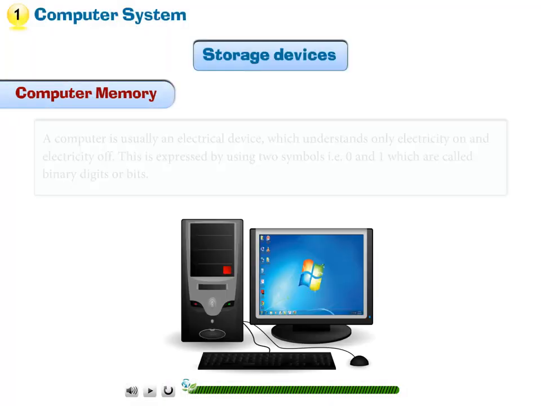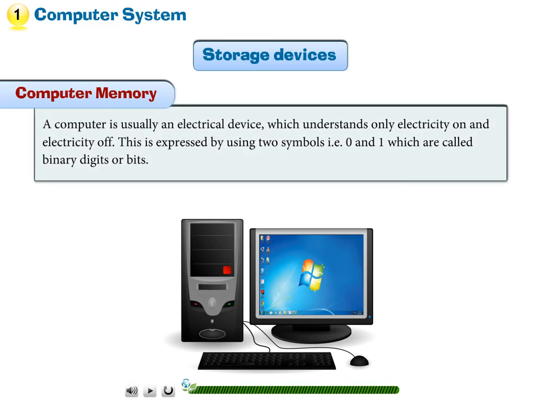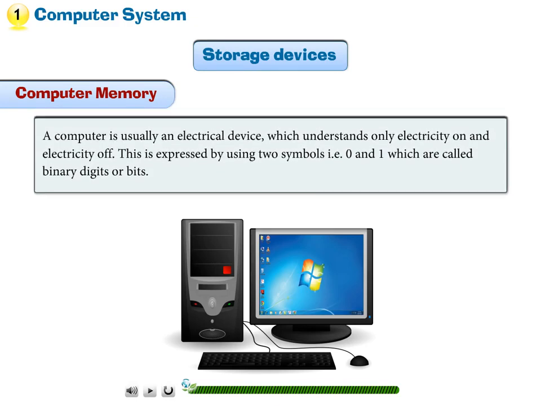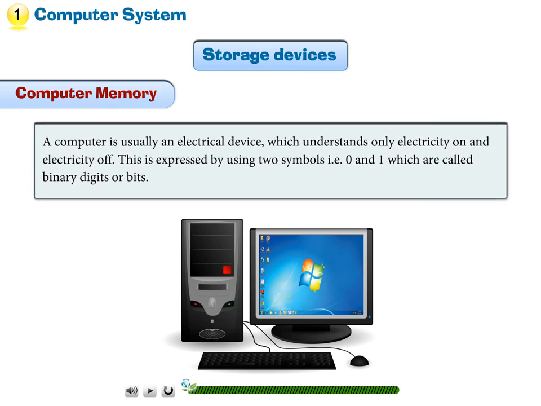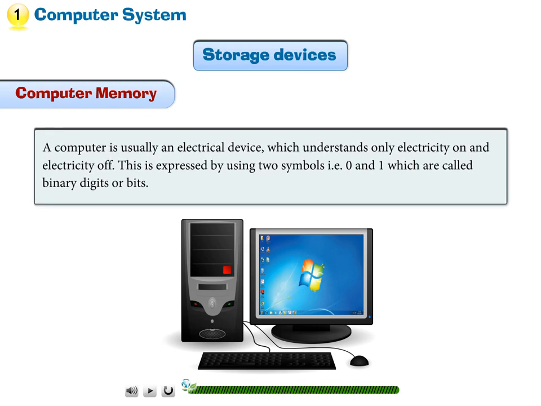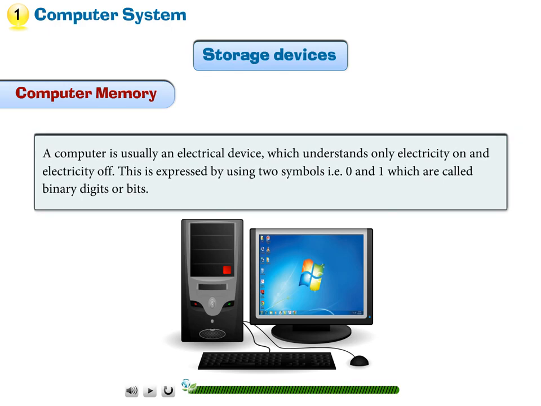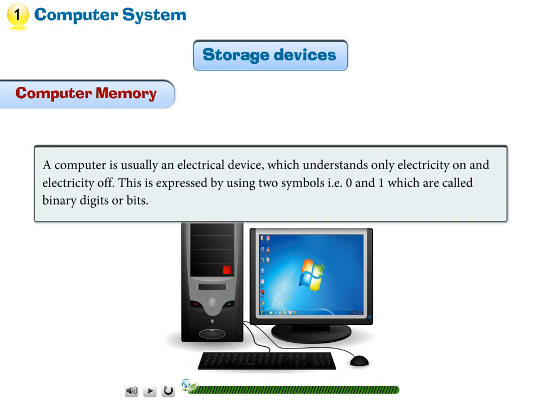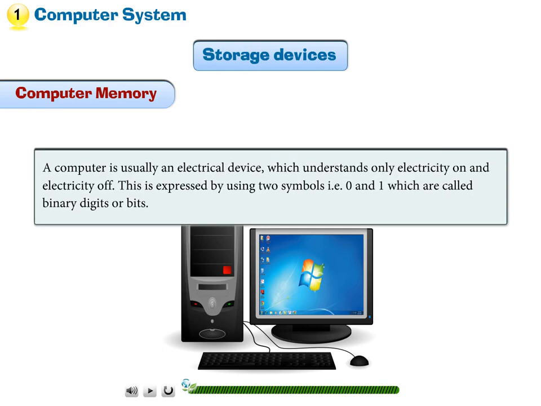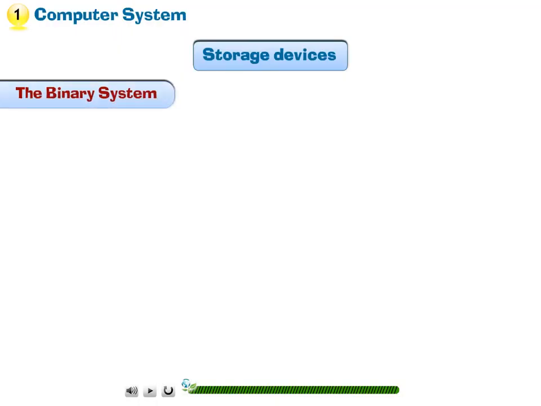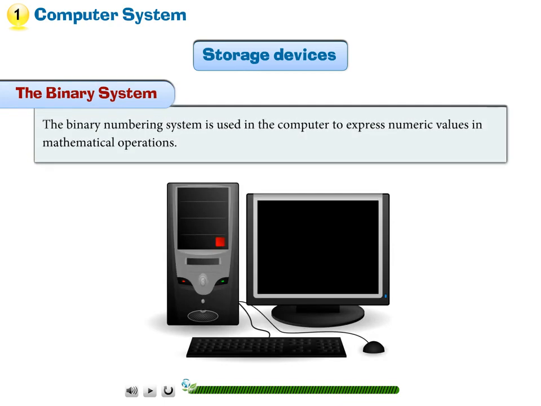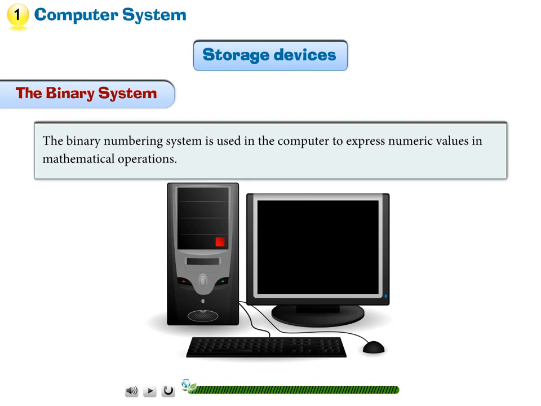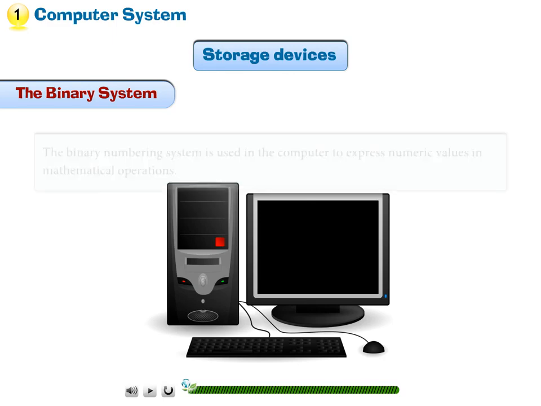Computer memory. A computer is usually an electrical device which understands only electricity on and electricity off. This is expressed by using two symbols, that is, 0 and 1, which are called binary digits or bits. The binary system. The binary numbering system is used in the computer to express numeric values in mathematical operations.